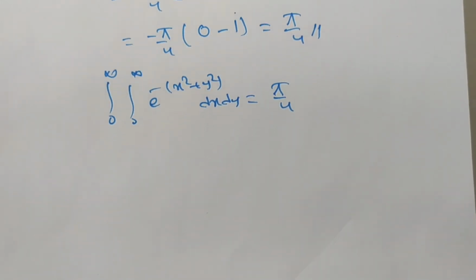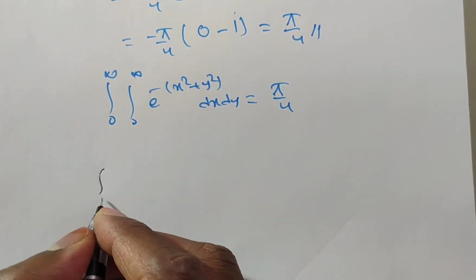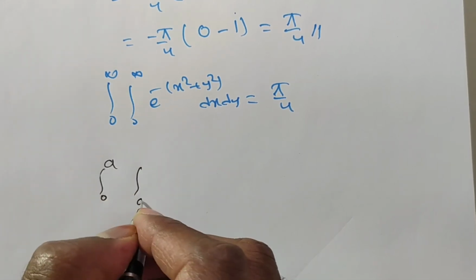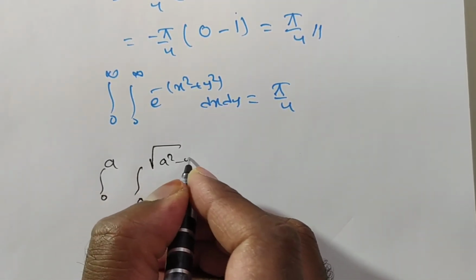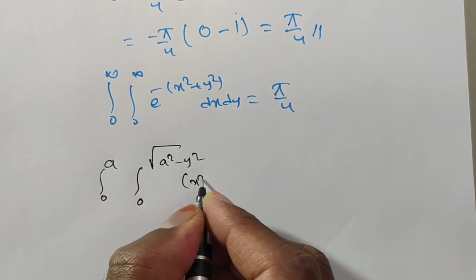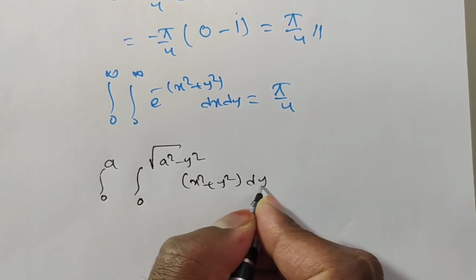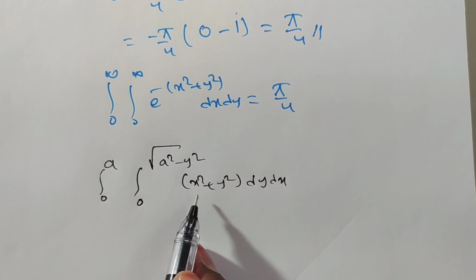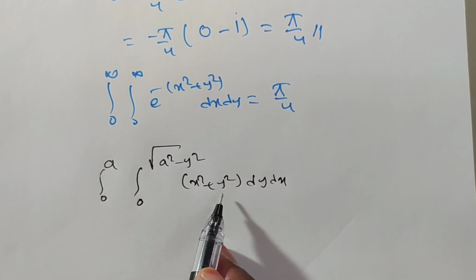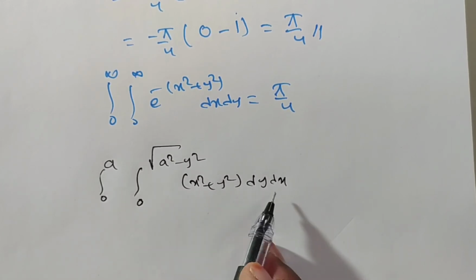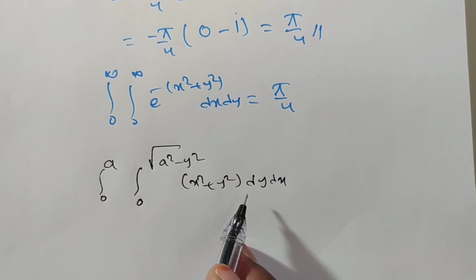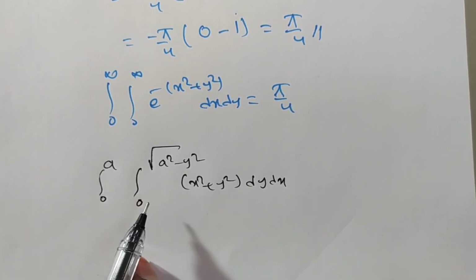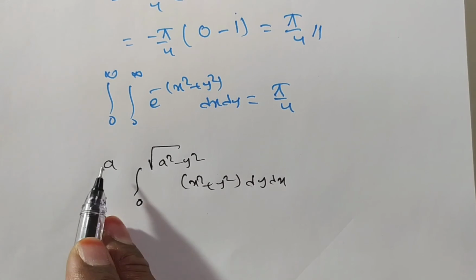Right friends, you remember similar problems; they may give it like this: integral 0 to a, integral 0 to square root of a square minus y square, x square plus y square into dy dx, changing into polar coordinates. Here also we have to substitute x is equal to r cos theta, y is equal to r sin theta, dx dy is equal to r dr d theta. And the r limits are here, you see, from 0 to a.